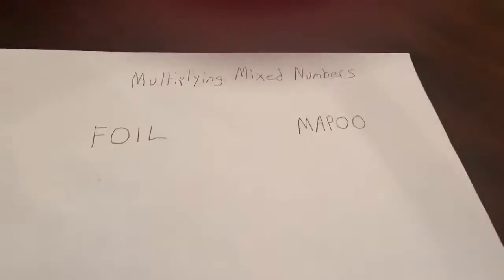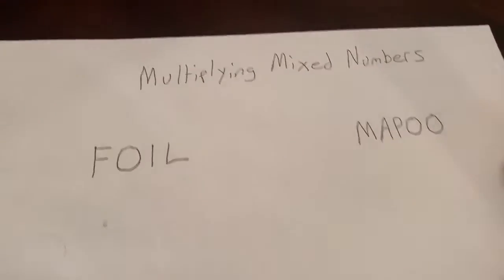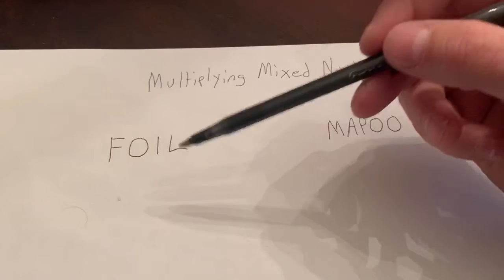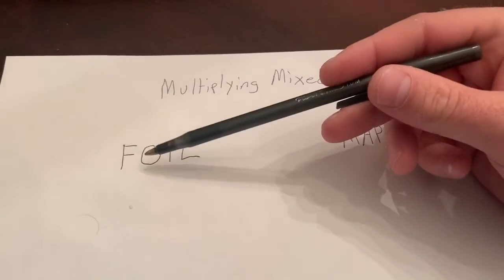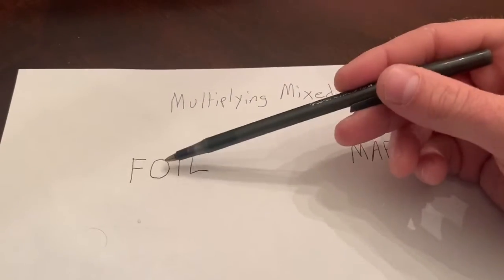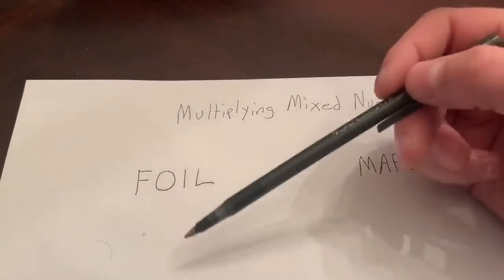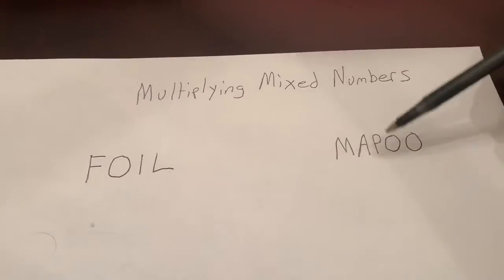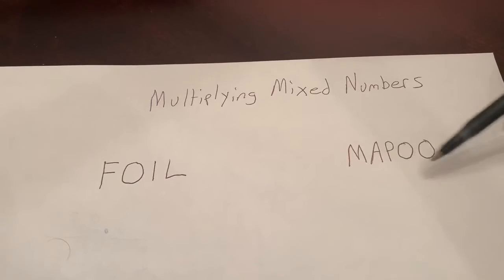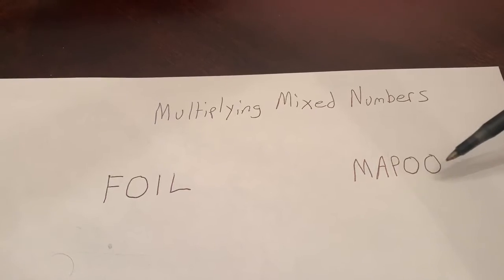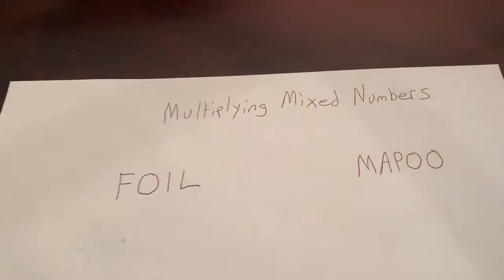We're going to talk about multiplying mixed numbers today. So let me go ahead and write a couple down here. We've got a couple methods that you've been taught. FOIL, first, outer, inner, last. Boy, this is so helpful in algebra. And then you have MAPU. Boy, it better stink in here. Multiply, add, put over the original denominator.